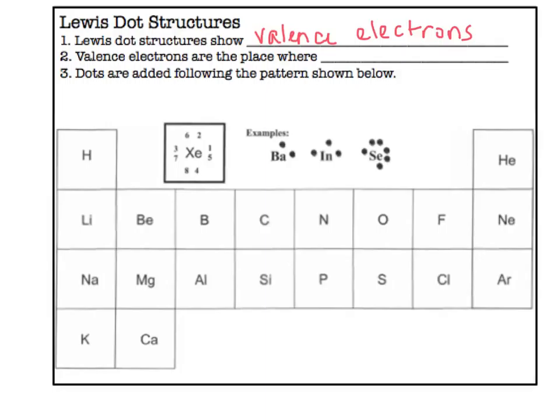And the valence electrons are the place where chemical bonds occur. So valence electrons are the place where chemical bonds occur.